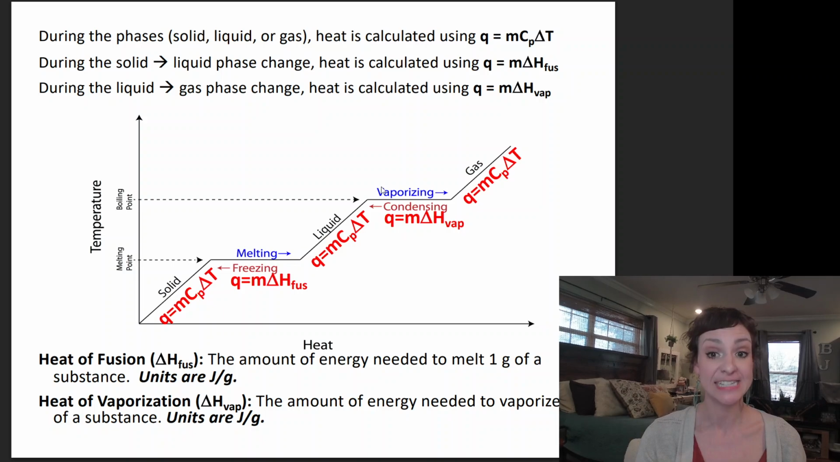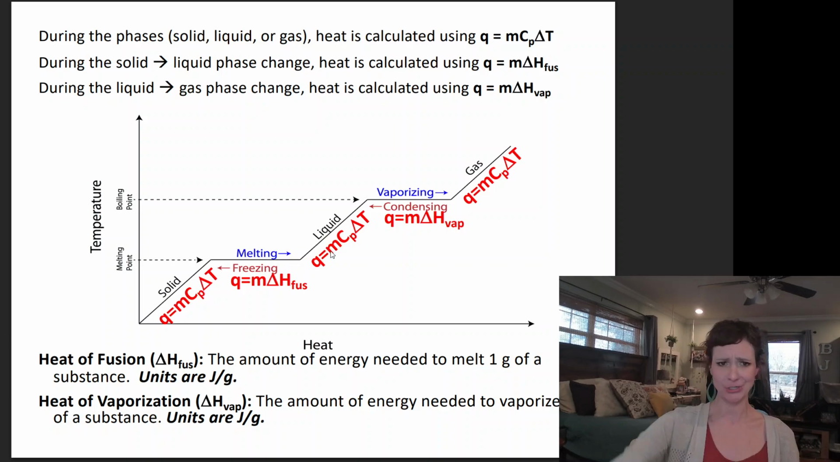Now, on my vaporizing and condensing part of the graph, I use Q equals m delta H of vaporization. Let's bounce back to the solids, liquids, and gases, the ones where we know Q equals mcΔT. This actually makes a lot of sense because we said the slopes are the only regions of the graph where temperature is changing. That's why it's able to slope up. That's why I see the temperature change in there.